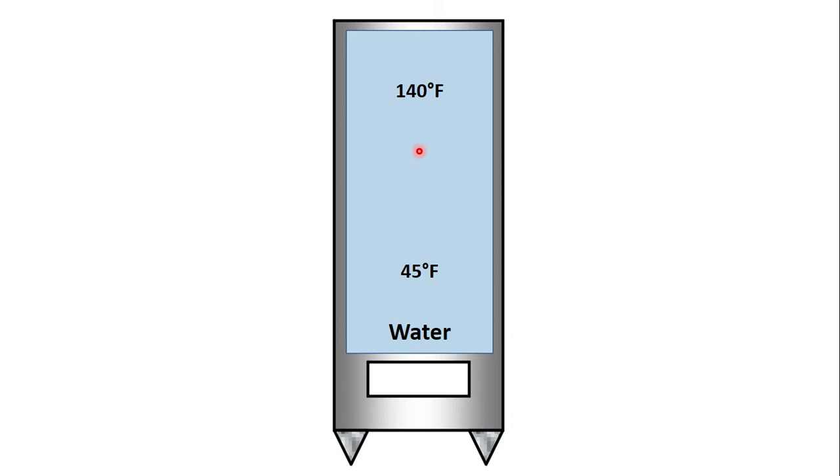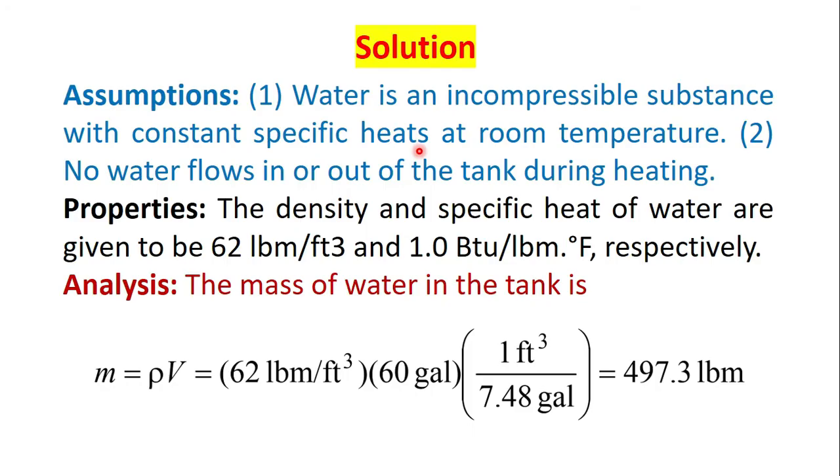Let us try to understand with the help of the solution. The first thing is that we take some assumptions: the water is an incompressible substance with constant specific heats at room temperature. The second is that no water flows in or out of the tank during the heating process. It means that the amount of water remains constant. So we just have to determine the amount of heat needed to raise the temperature of the particular amount of water in this heater.